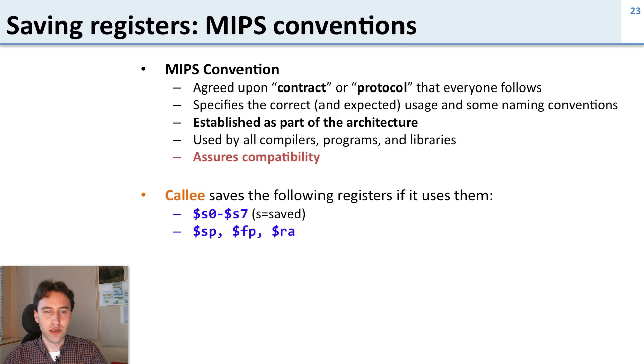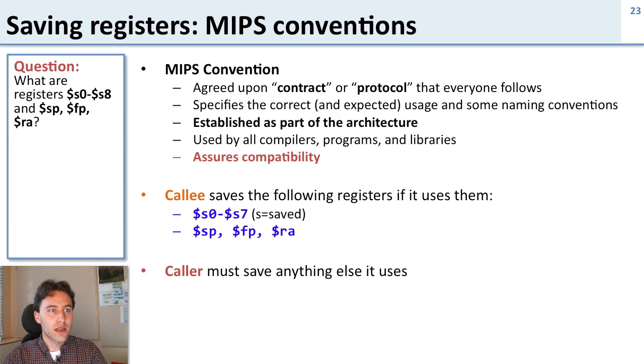There are some other registers that also need to be saved: stack pointer, frame pointer, and the return address. And we'll talk about what those are a little bit later on. The caller needs to save anything else it uses. So if the caller uses other registers that aren't in those registers there, it's responsible for saving them. This divides it up very nicely and makes it clear what the callee needs to save and what the caller needs to save. So here's a question.